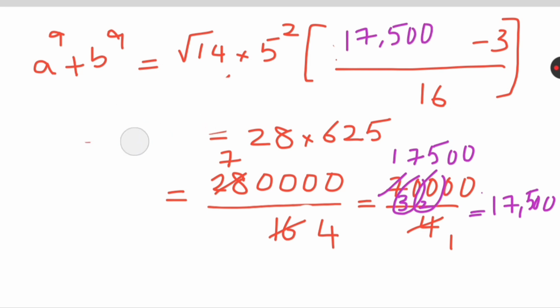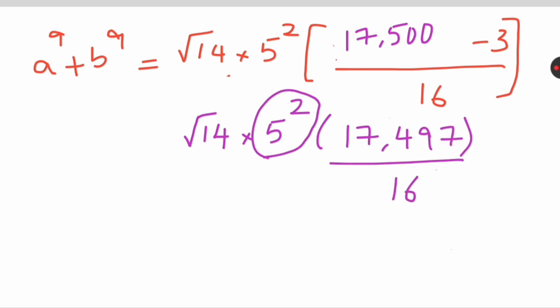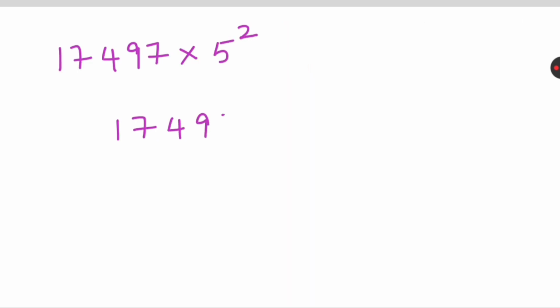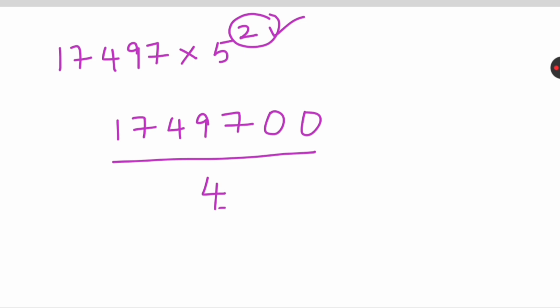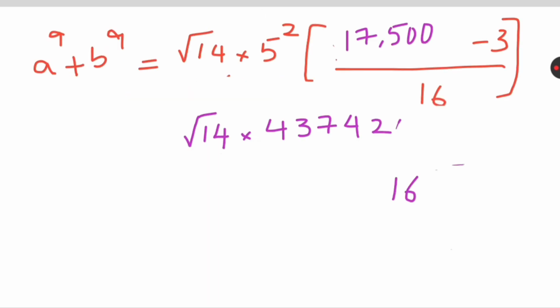After subtracting 3, you are going to get 17,497 divided by 16. Here we have a 25. 5 raised to power of 2 is nothing but 25. So let's multiply by 25. Using our same trick, I am going to multiply this 17,497 with 25. We are going to get 437,425. Still you need to divide by 16.